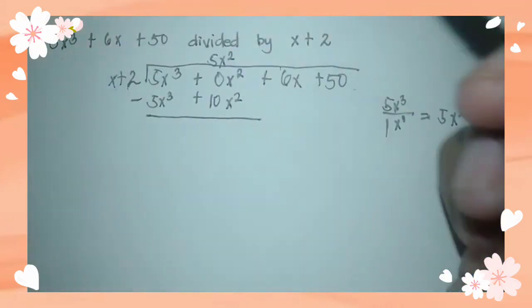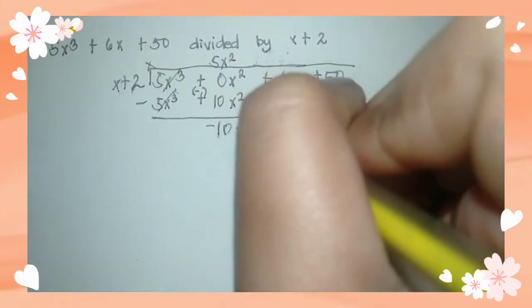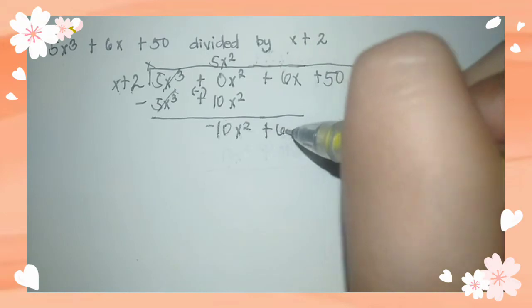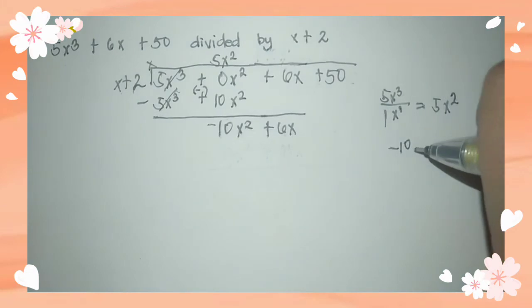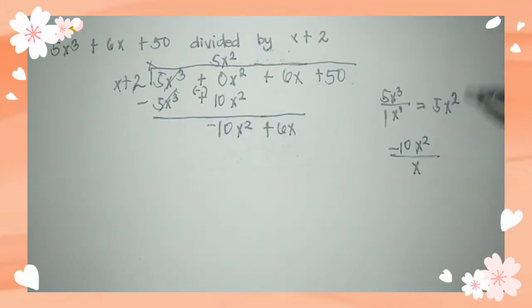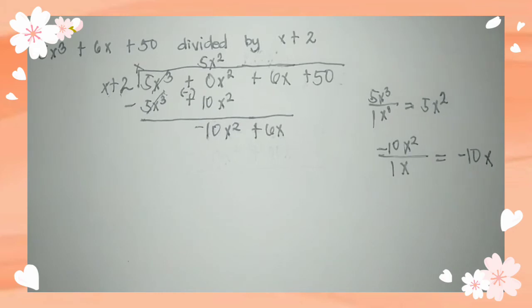And then subtract. Since naging negative na si 5x cubed, cancel na lang natin. And then si positive, magiging negative siya. Negative 10x squared. So 0 minus 10 is equal to negative 10x squared. And then bring down lang natin si positive 6x. So next is to divide negative 10x squared by x, which is equal to negative 10, since negative 10 divided by 1 is negative 10. And then copy x. And 2 minus 1 is 1 only. So we have negative 10x.